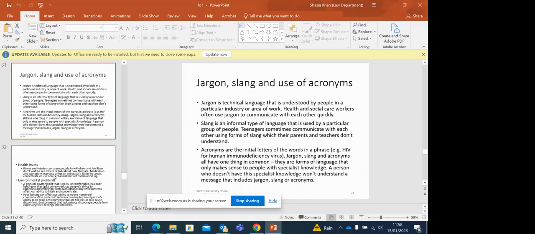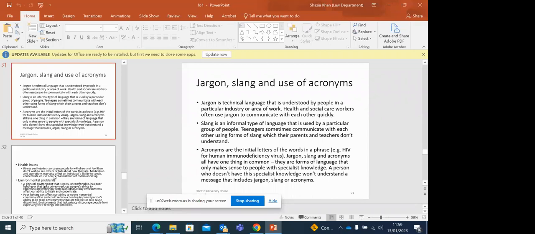And these acronyms they use, like on your phone, LOL, laugh out loud, and things like that. Some of these acronyms I literally don't understand. I'm probably really old, that's why. But it is difficult in some instances to understand these acronyms.